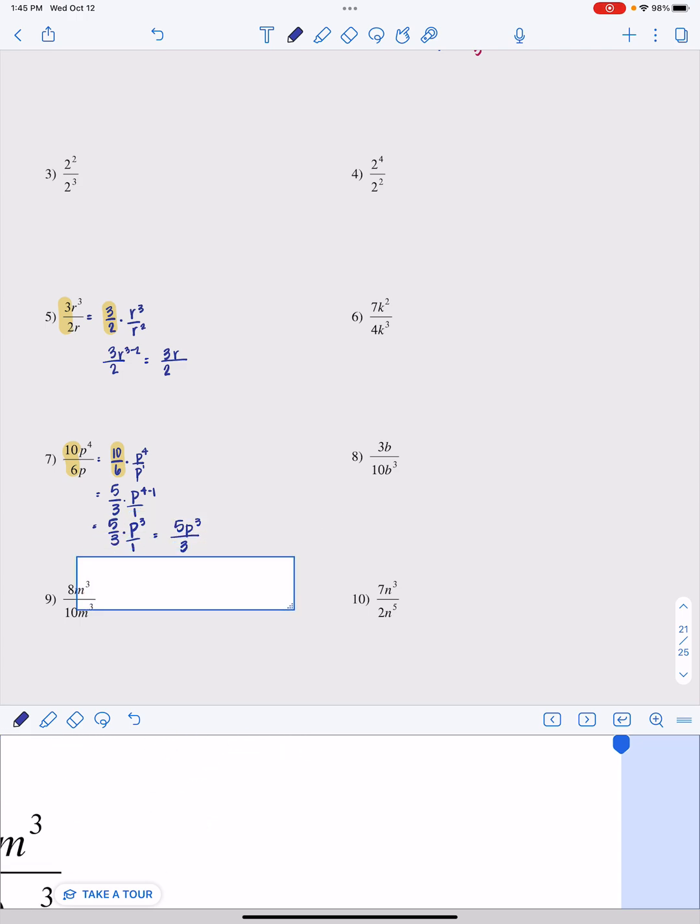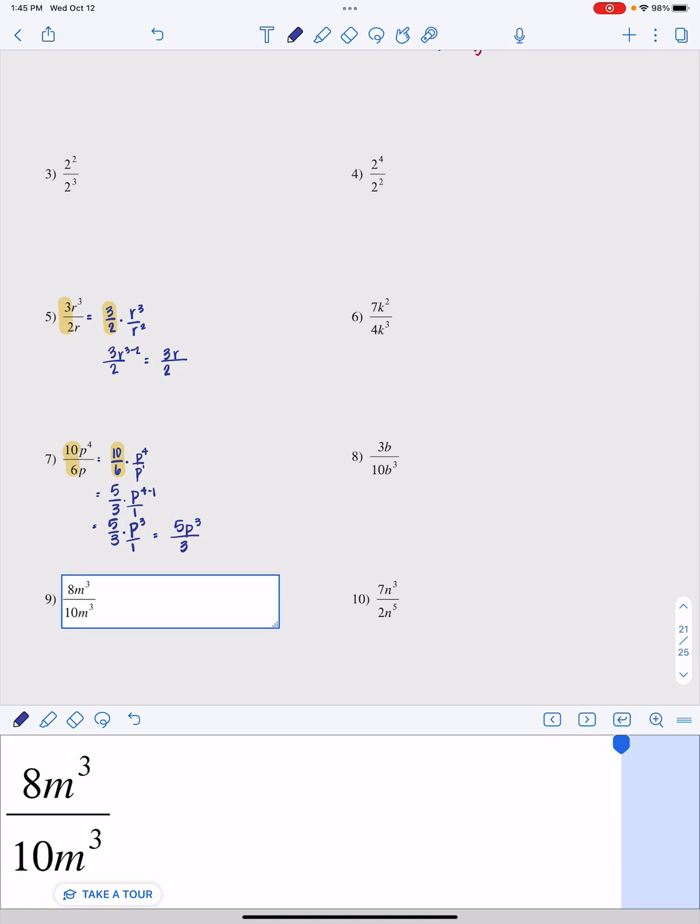There's one on here that's a little bit different, so I'm going to take a look at it. I'm going to peel off the coefficients again and write this as 8 over 10 times m cubed over m cubed. Now, about a bajillion years ago, you learned that any time you have something over itself, you get a 1. Well, here's why.